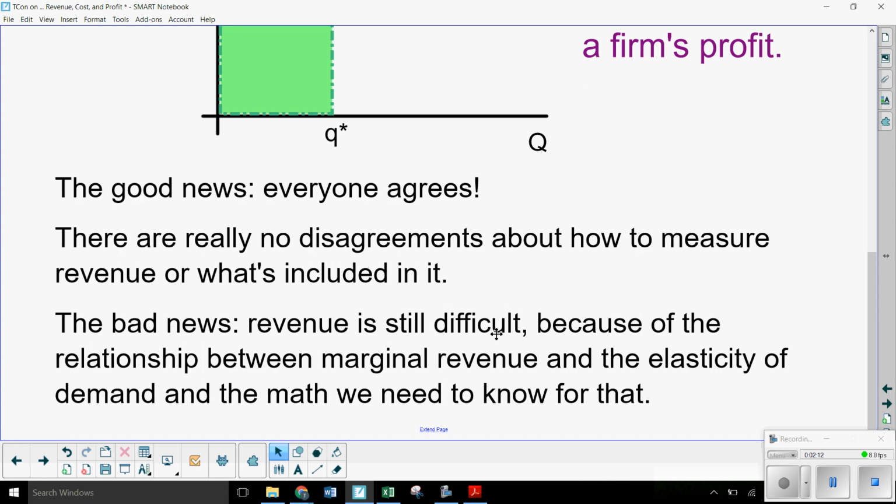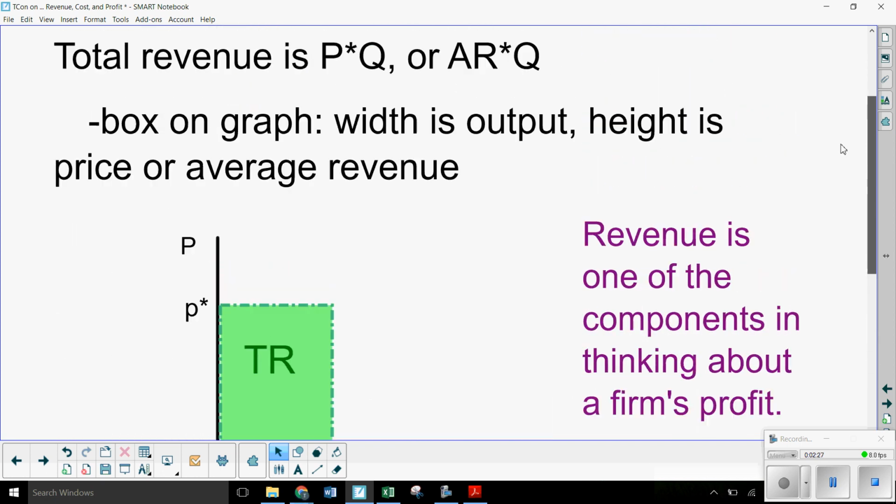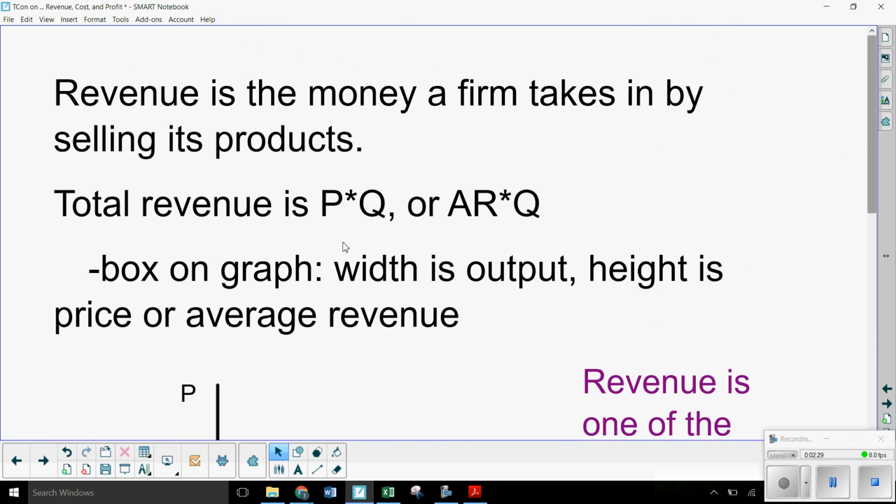There are still challenges associated with revenue. I mentioned a second ago that sometimes you have to think about how elasticity works to help you understand how revenue could be maximized. But really, again, most of the time we're really focused on the firm's goal, which is to maximize profit. So that's a little bit about revenue. We'll come back to that picture with that green box of total revenue in just a moment.